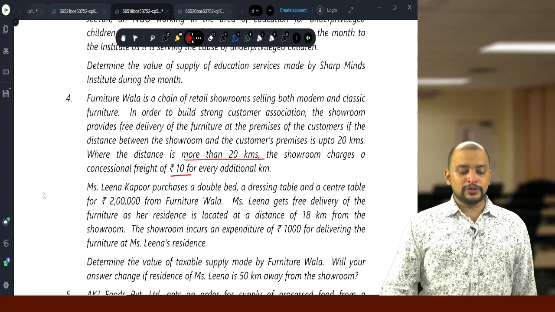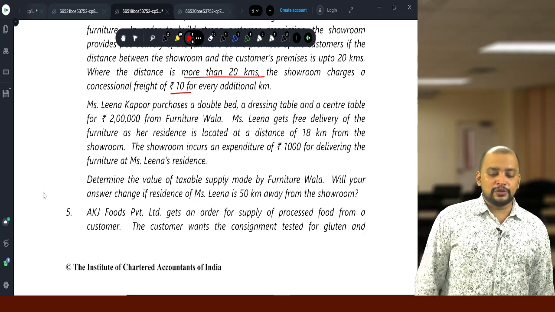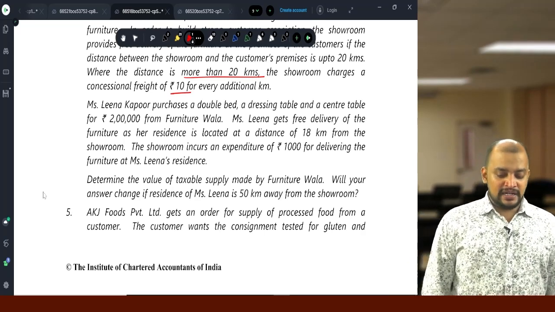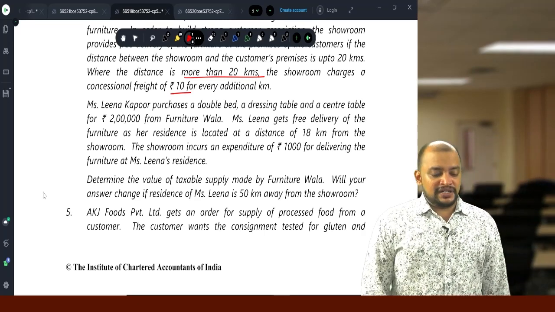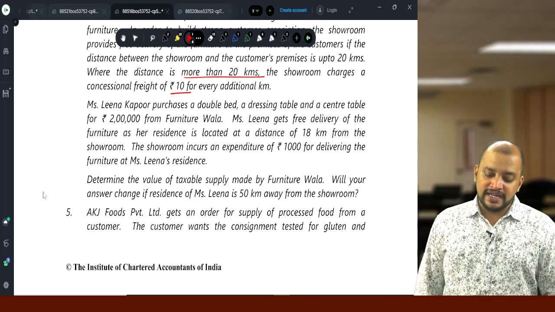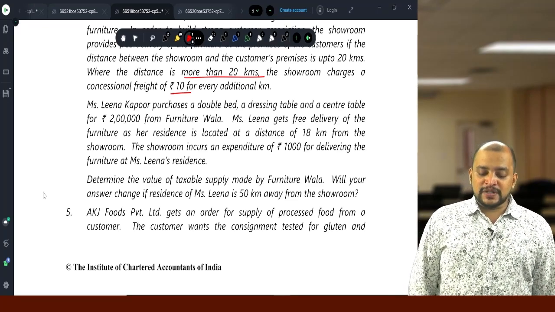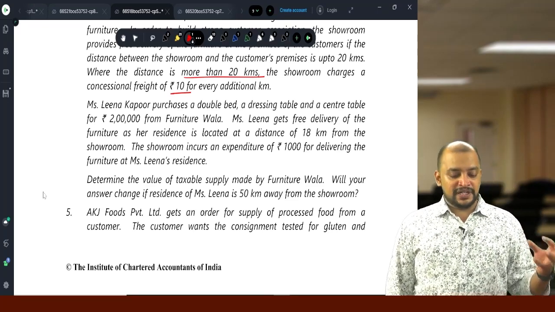Miss Leena Kapoor purchased a double bed, a dressing table and a center table for 2 lakhs from Furniture Wala. Miss Leena gets free delivery of the furniture as her residence is located at a distance of 18 kilometers from the showroom. The showroom incurs an expenditure of 1000 for delivering the furniture.